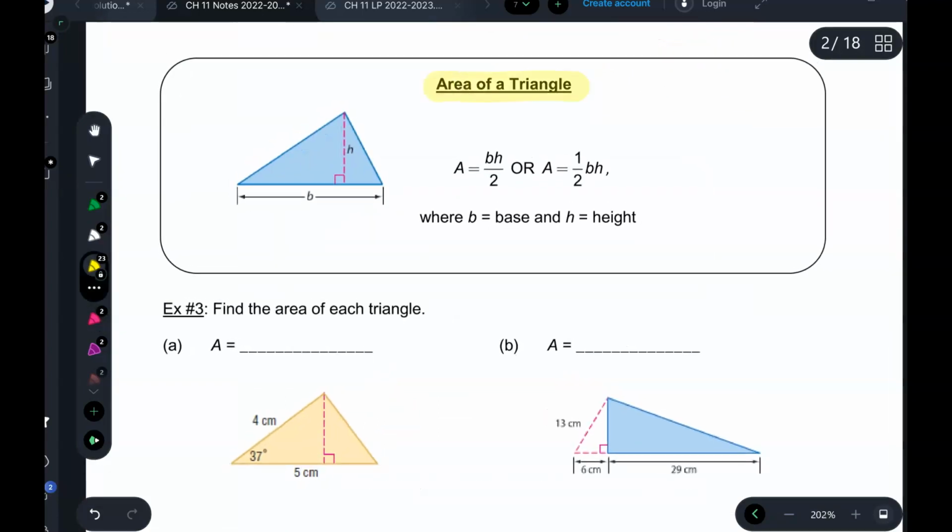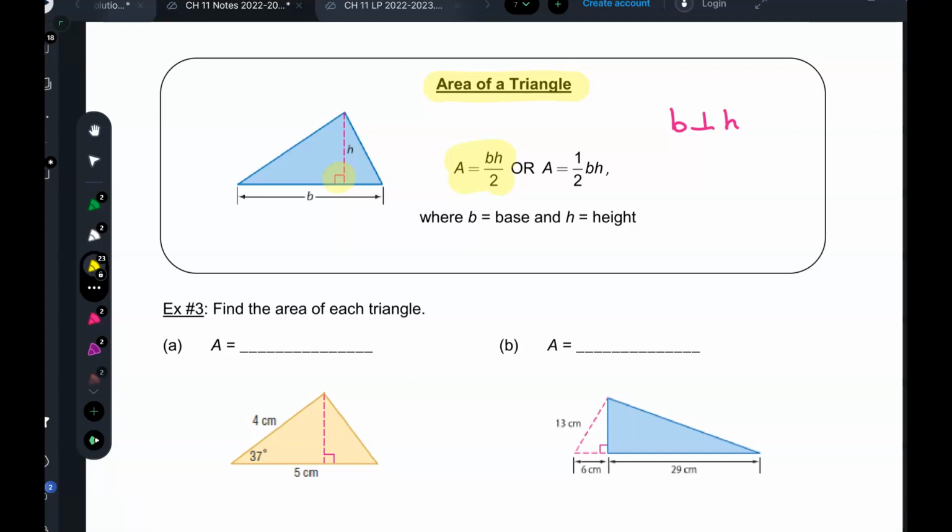Okay, area of a triangle. Should look familiar. Base times height divided by 2, or 1/2 base times height. Again, just like with the parallelogram, we must make sure that we have a right angle. So this only works if it's a right angle.